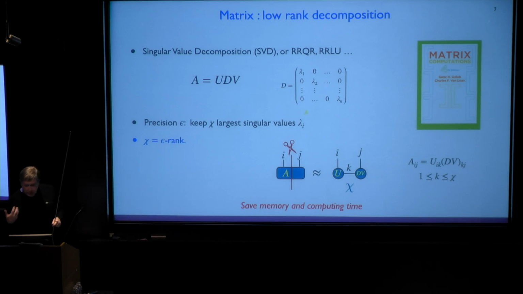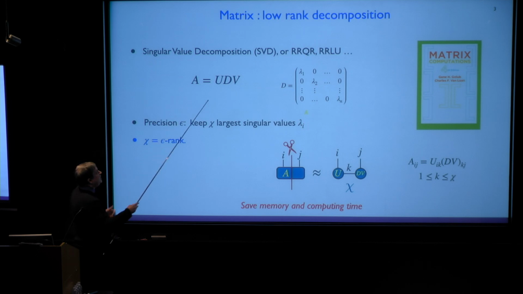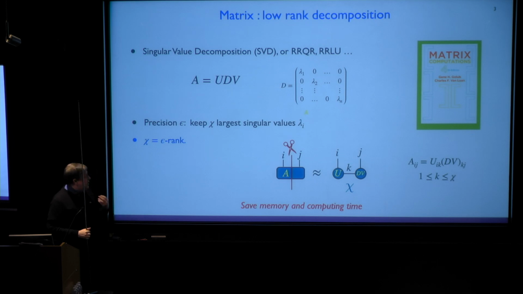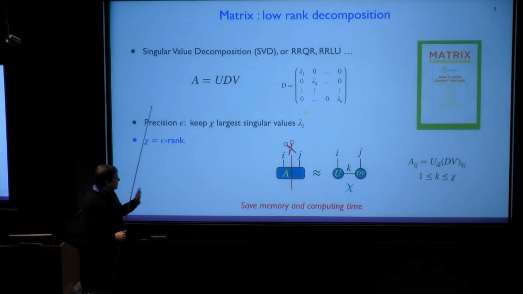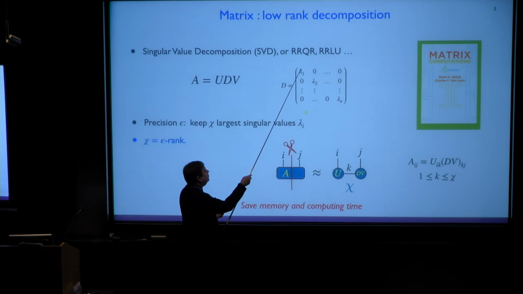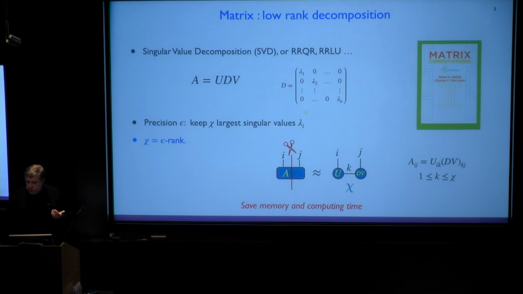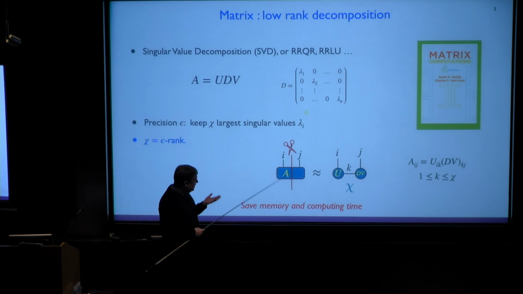For example, if I decompose a matrix with an SVD, I will decompose it in this form with a diagonal matrix and two matrices U and V. Then if I want to approximate my matrix at some precision epsilon, I will typically keep the largest singular values, chi of them. Chi is the epsilon rank. I will refer to it later as the rank or the bond dimension, because we use both in quantum physics.